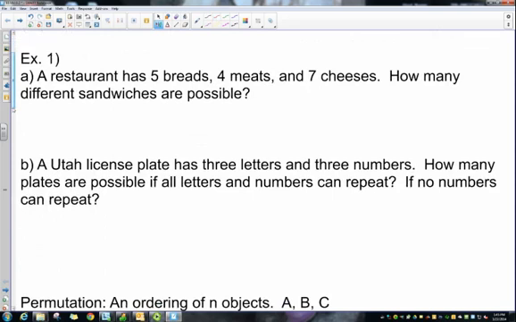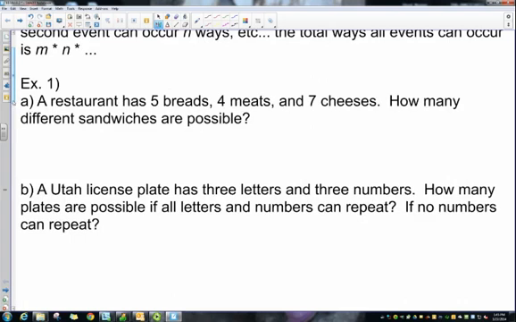A restaurant has 5 different breads, 4 different meats, and 7 different cheeses. How many different sandwiches are possible? If you go back to middle school, you may have done something like this. Here are my different breads, then I branch off with 4 meats, and off of each of those branches, you branch off with 7 cheeses. It's a pain. It takes forever.